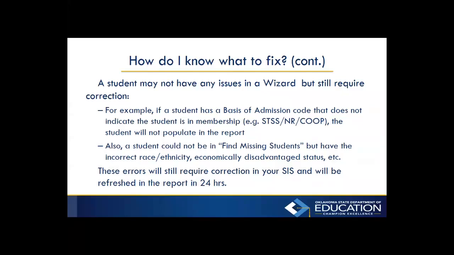Also, a student cannot be in find missing students, but have the incorrect race, ethnicity, or economically disadvantaged status. So you're going to want to check those statuses since they are very important for use in our report card indicators, and we want to make sure we are accurately reflecting that information as well. Okay.